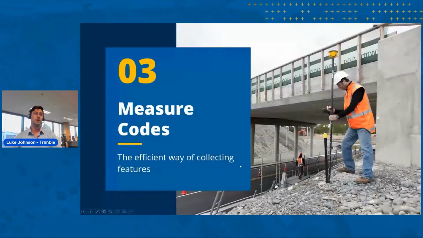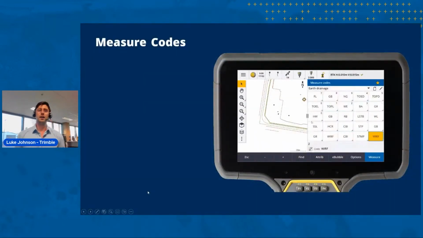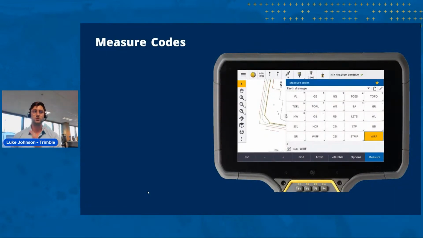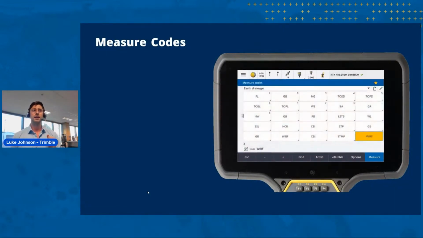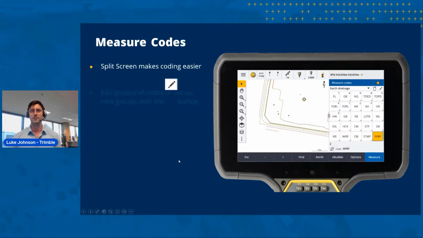The next thing we're going to look at is measure codes. This is Trimble Access's way of quickly and efficiently collecting feature data about points. The measure codes form is here. It's a grid-like function. You can drag it again, bigger and smaller. Each one of those buttons you can press to measure and code a point at the same time. The split screen really makes this coding efficient because you can see what you're doing as you're doing it. If you're measuring a line, you can see that line being created, and you can see if you make mistakes.